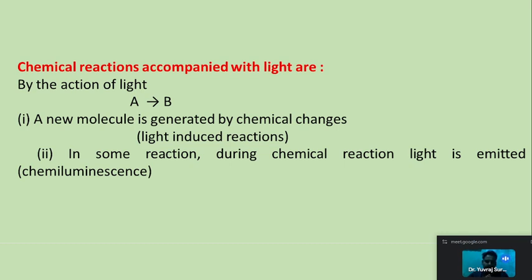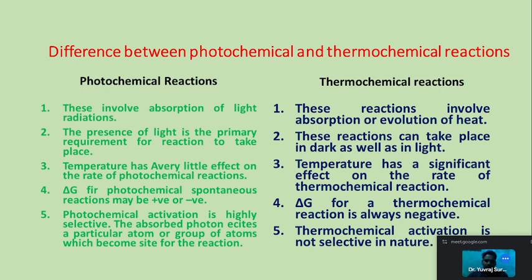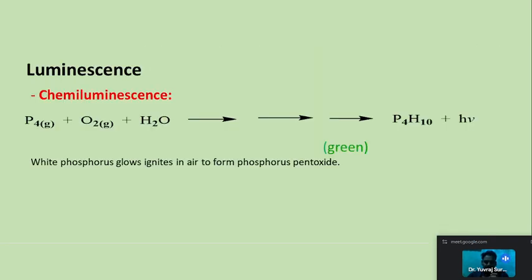But in some chemical reactions, light is emitted. This emitted light is chemiluminescence. The best example of chemiluminescence is white phosphorus, which glows and ignites in air to form phosphorus pentoxide, and this is green in color. You can generally see this chemical reaction in the atmosphere. All these are related to photochemical reactions.